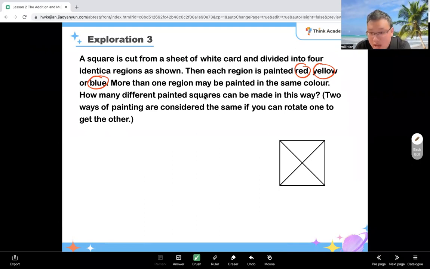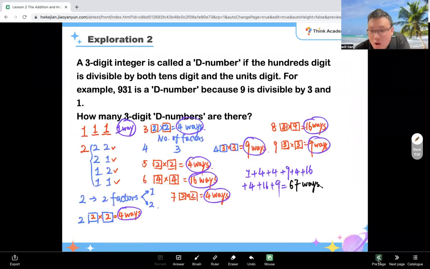Oppo just asked me, why can't you do 101? Because 0 is not a factor of 1. So we cannot have 101 there. Okay. 0 is not a factor of any number.